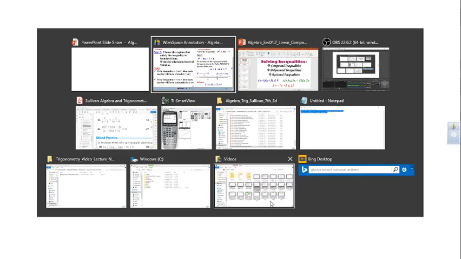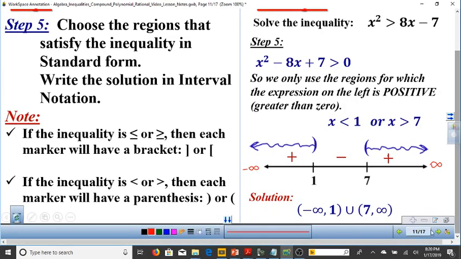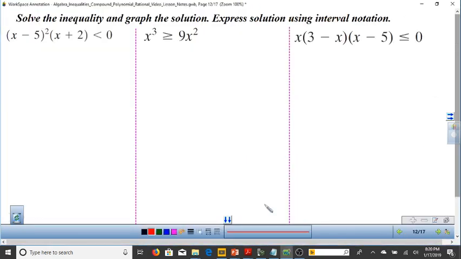Now, let's do a few examples of solving polynomial inequalities. So we have this. Now, this is already in standard form, and in fact, it's already factored.